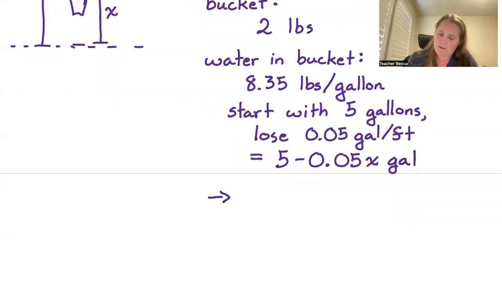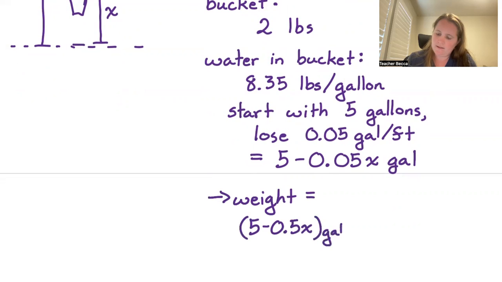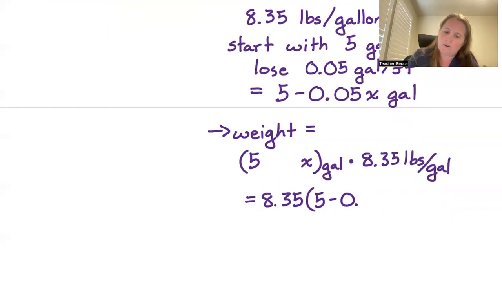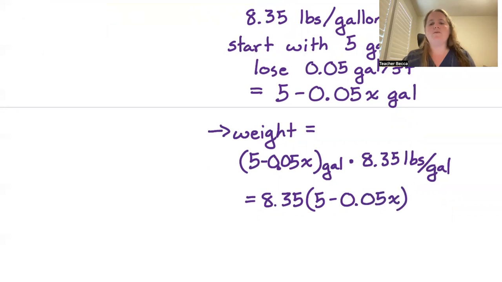So this means that our weight, or the force due to gravity, would be 5 minus 0.05x gallons times 8.35 pounds per gallon. I said 0.5 earlier, but that should have been 0.05. So we have 8.35 times 5 minus 0.05x pounds.